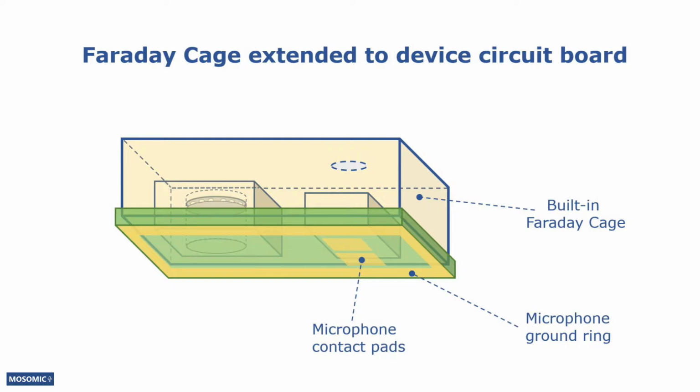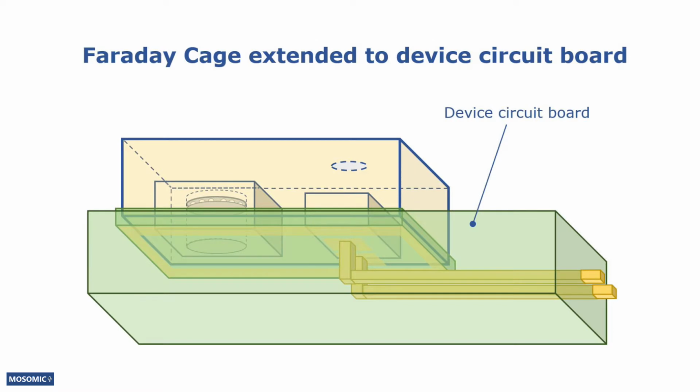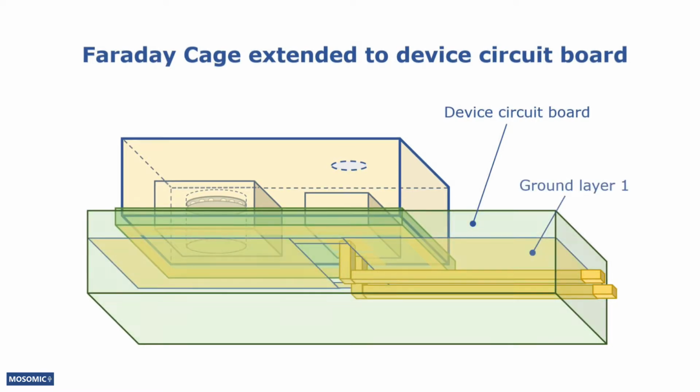The microphone package has a built-in Faraday cage. As you can see, there's a ground ring that circles on the bottom edge of the component. In this example, there are two signal lines to be routed out of the microphone. Here are the signal lines connected to the contact pads the microphone is soldered on. Here I added the device circuit board within which the signals run. Here's a ground layer that lies between the microphone and the signal lines.